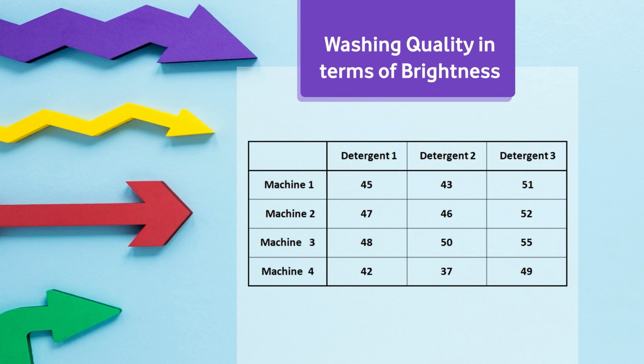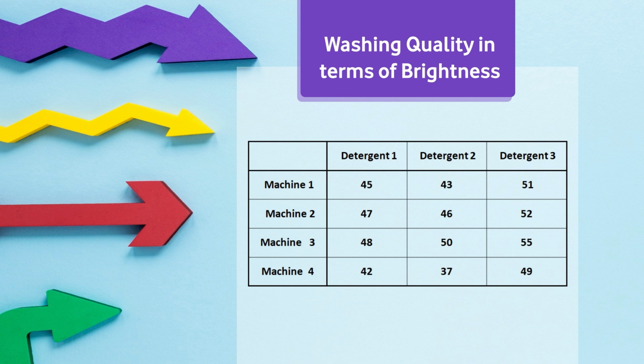Now here are the values of the brightness in the clothes measured after washing. If you look at the result for detergent 1, when it is tried on machines 1, 2, 3, 4, in the first case we get a brightness of 45, on the second machine 47, on the third machine 48, and then the fourth machine. Similarly for detergent 2 and detergent 3.